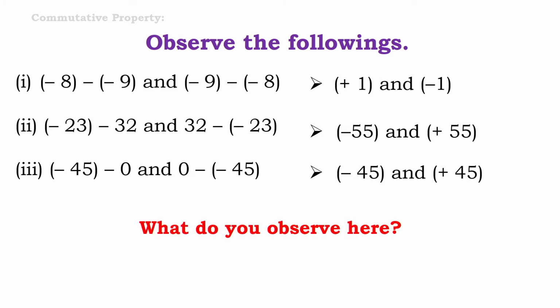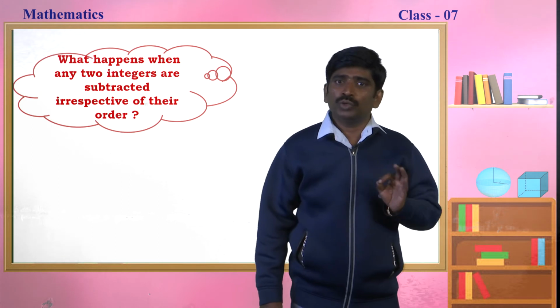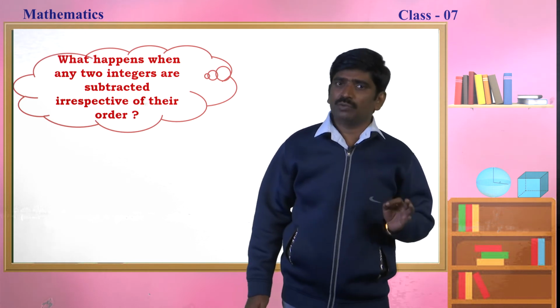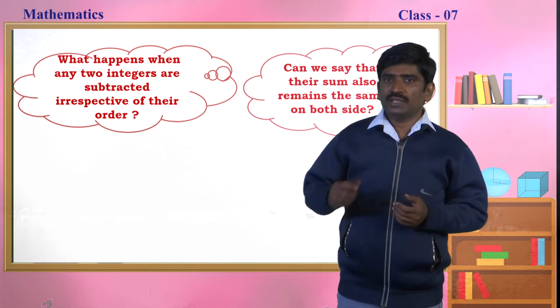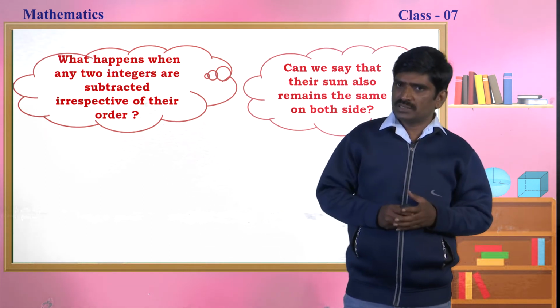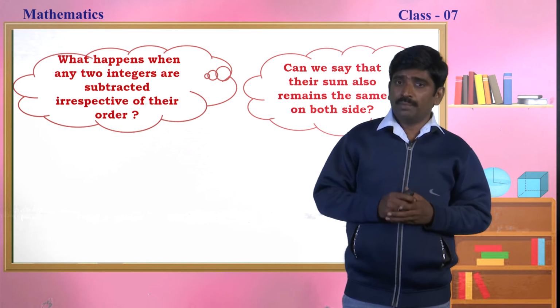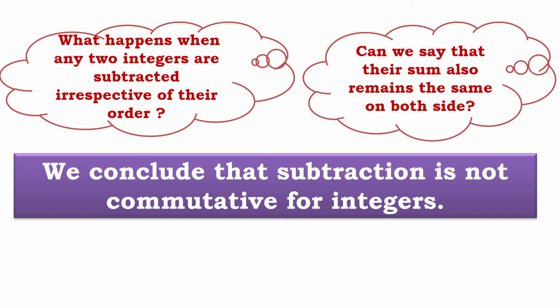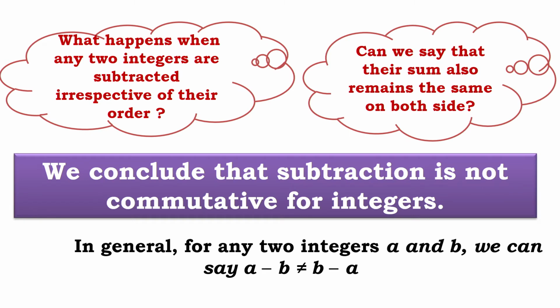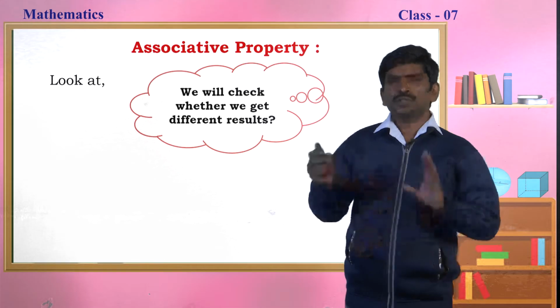Then what do we observe here? What happens when two integers are subtracted irrespective of their order? Are they equal? No, they are not equal. The values remain the same on both sides but with opposite sign. That is why they are not equal. We conclude that subtraction is not commutative for integers. In general, for any two integers a and b, we can say a minus b is not equal to b minus a.